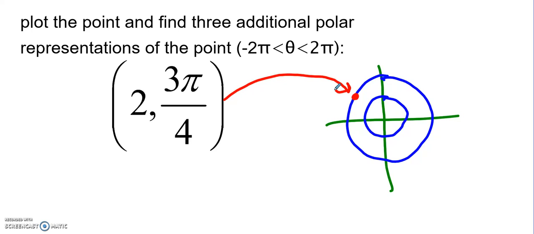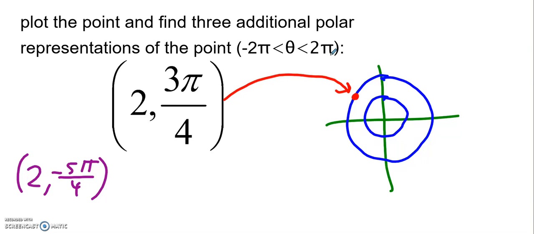Hopefully relatively straightforward. Now the next question though is how can I rewrite this point in different representations? Well, and again, I want to be between negative 2 pi and 2 pi. Hopefully we can understand in terms of coterminal angles, which we are familiar with, that 2 comma negative 5 pi fourths would also be a representation of this. Because 2, 3 pi fourths is going this way, 2, negative 5 pi fourths is going this way, but it's still between negative 2 pi and 2 pi.